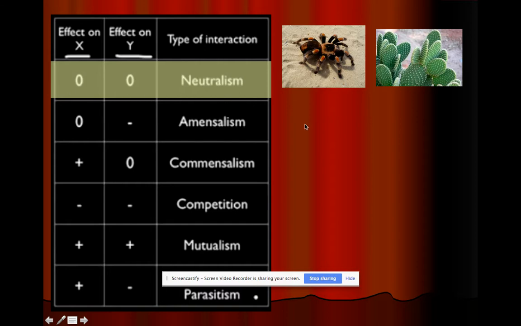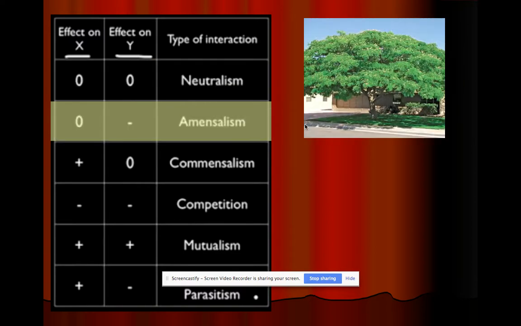There are not very many examples of this in the real world because something can have an effect on something else in any kind of way. But an example of this would be in the desert. We don't think that tarantulas have any impact on a cactus. So again, that could change. We could figure out that it does, but right now we are not aware of any kind of relationship that those two organisms have. So amensalism is when one is harmed, but the other is not affected at all.